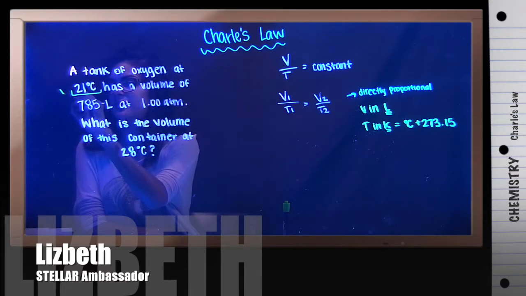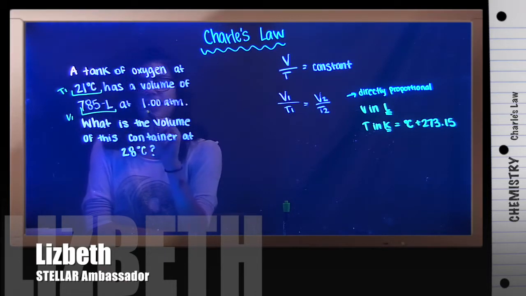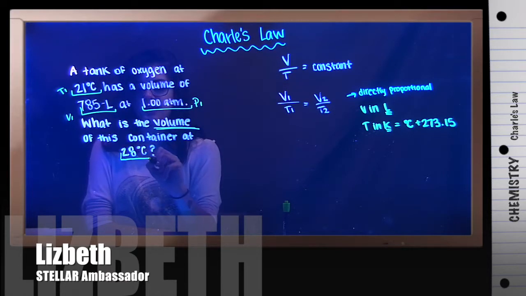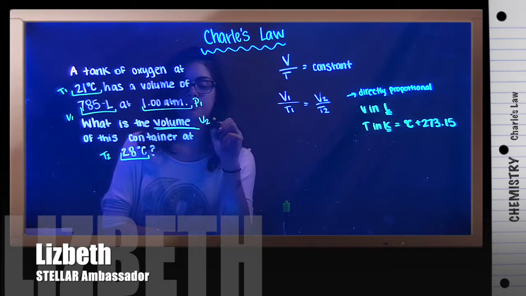So let's say this is T1. They also give us a volume, V1. And they give us a pressure. And I'm going to highlight that real quick, and I'm going to talk about that in a second. It's asking what is the volume at 28 degrees Celsius. So that's going to be my T2, and I'm solving for V2.